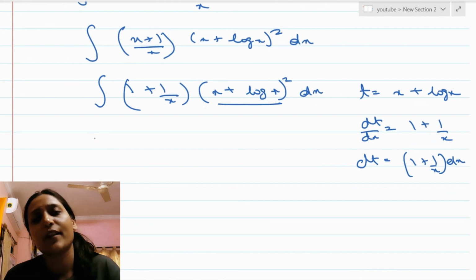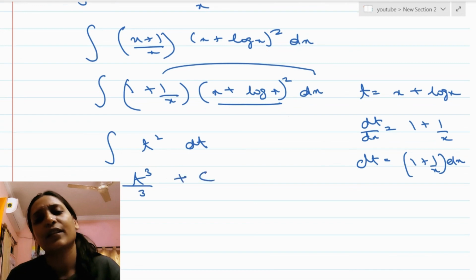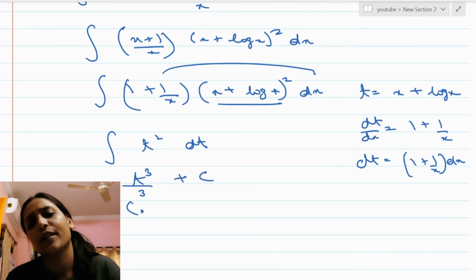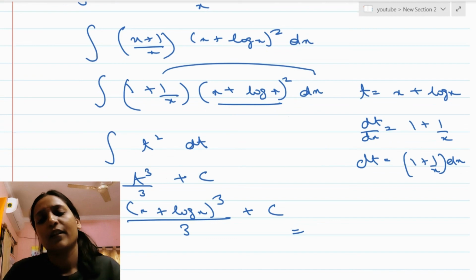So I can rewrite this as this would become dt and this would become t square. So this is t square dt. Integration of this would be t cube by 3 plus c. t is nothing but x plus log x, so this is x plus log x whole to the power 3 divided by 3 plus c. So this is going to be our final answer.